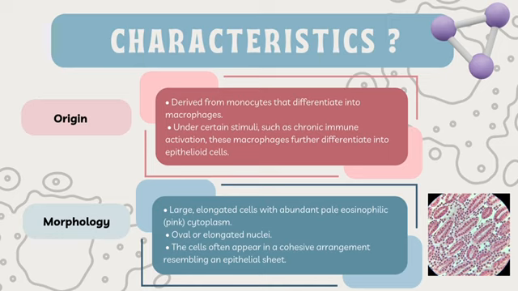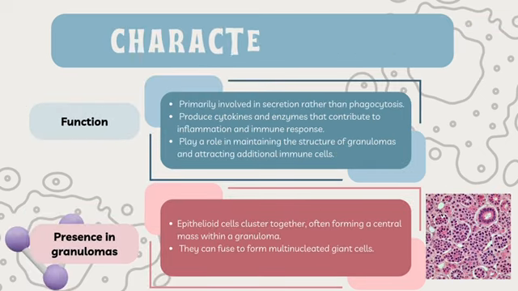The morphological characteristics of epithelioid cells are distinct in their structure. They are large, elongated cells with abundant pale pink-stained cytoplasm under the microscope. Their nuclei are oval or elongated. Unlike macrophages, they tend to form cohesive clusters resembling epithelial sheets. This arrangement contributes to the structural organization of granulomas. Their primary role is secretion rather than phagocytosis. They produce cytokines and enzymes that regulate inflammation and attract other immune cells.